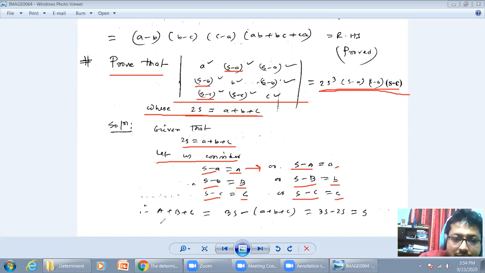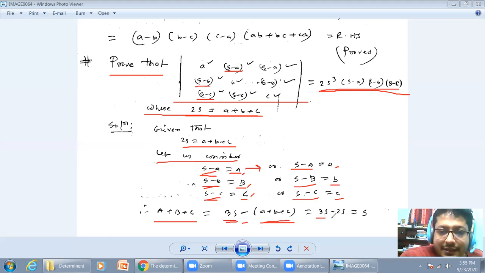Okay, a plus b plus c, that means this a, b and c. a plus b plus c equal to 3s minus a plus b plus c. That means a plus b plus c, the value of s minus a plus s minus b plus s minus c, 3s minus a plus b plus c, 3s minus 2s equal to s. That means a plus b plus c equal to s.